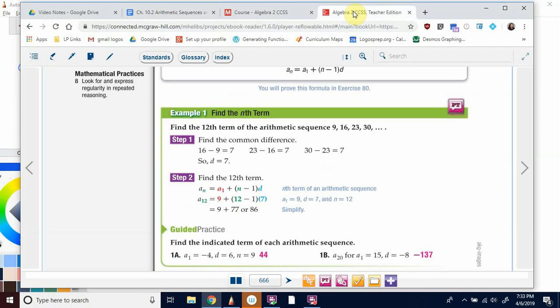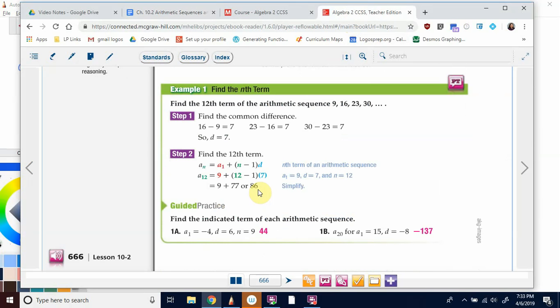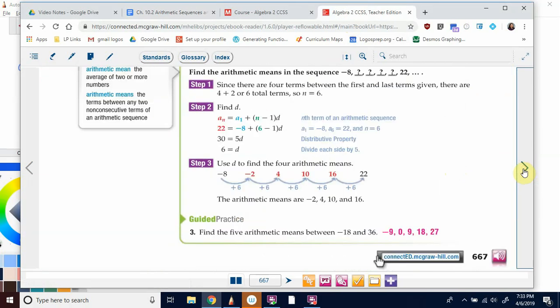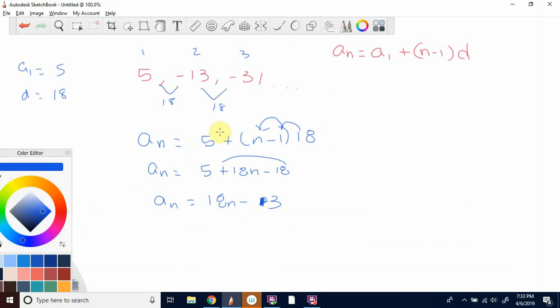I think I did some bad math here, so let's make sure I did d correctly. No, I didn't. d was actually negative 18. So that's why it's plus 23. This is actually negative 18, and a negative times a negative is positive, so that's how we get plus 23. So there is our equation.